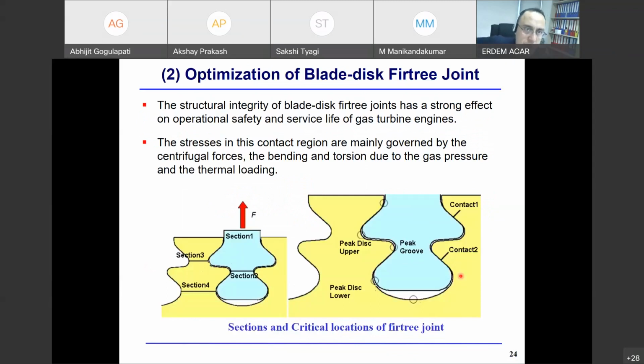Second optimization problem was blade disc forgery joint. Now let me give you some introduction on this problem. The structural integrity of blade disc forgery joint has a strong effect on operational safety and service life of gas turbine engines. The stresses in that contact region are mainly governed by the centrifugal forces, the bending, and the torsion due to gas pressure. And thermal loading is also important for this member.